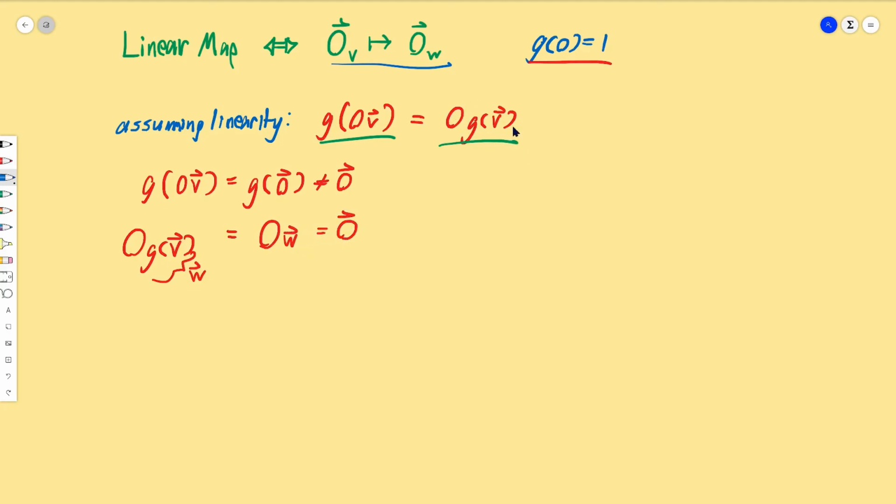So when we try 0 times g of v, we do get the 0 vector, but when we try g of 0 times v, we do not get the 0 vector. By linearity, we should get the same thing. So this shows that if g does not take the 0 vector to the 0 vector, there's no way it could be linear. So this assumption runs into a contradiction, and there's the proof. And in proof writing, the contradiction symbol looks like this kind of hashtag that's rotated 45 degrees.